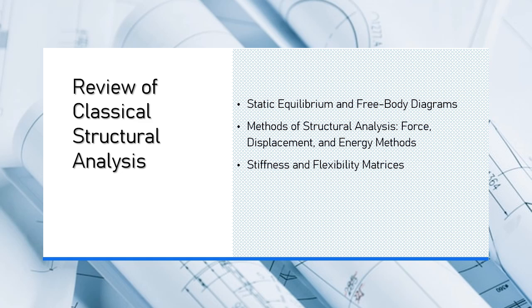Concept and definition. The stiffness matrix relates the displacements of the nodes or elements in a structure to the applied forces or loads. It is a square matrix where each element represents the relationship between a displacement at a particular degree of freedom and the corresponding force applied to that degree of freedom.